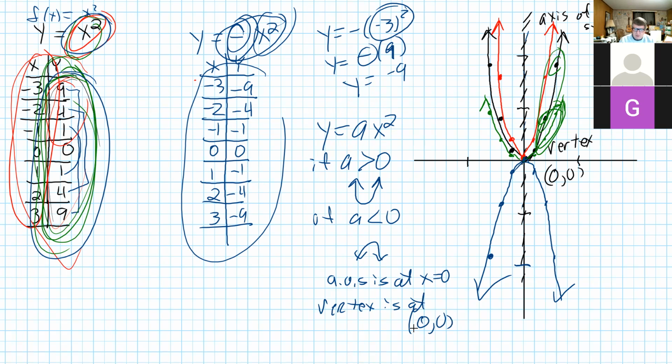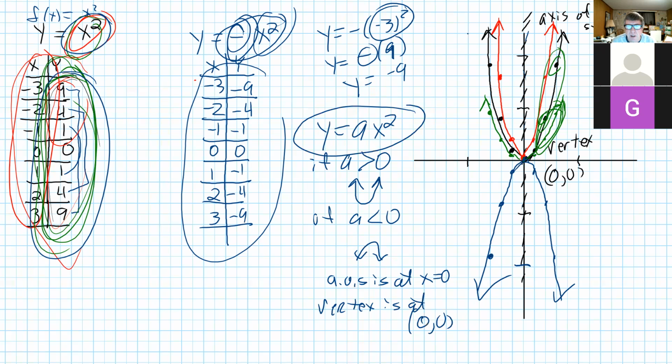Okay? So that's parabolas in the form of y equals ax squared. A is positive, it opens up, negative, it opens down. If A is 1, it looks like the black graph. If A is larger than 1, it climbs steeper, it's narrower. If it's between 0 and 1, it opens up wider. All right? Any questions on that?